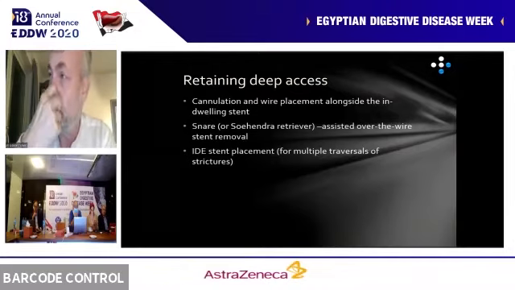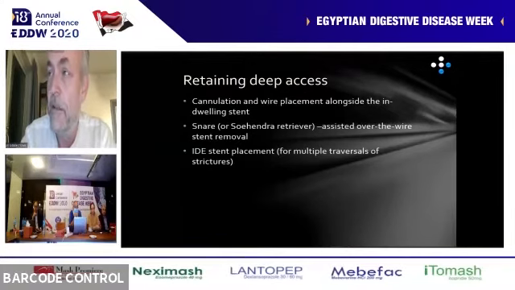And sometimes retrieving the existing stent with a Surrender retriever or a snare may be of value, particularly if that stent is going through a very difficult intrahepatic stricture.